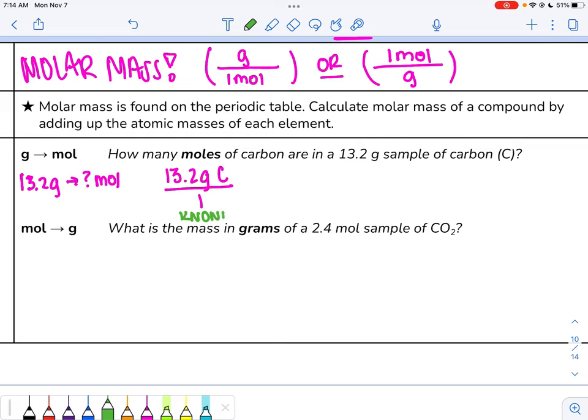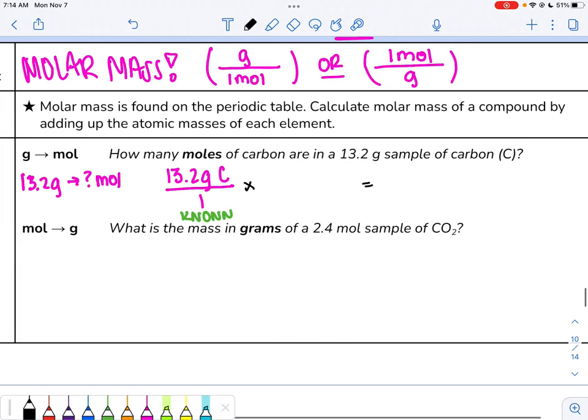Okay, so here's our known conversion. We know we have 13.2 grams of carbon. I want to convert this at the end to get something in units of moles of carbon.